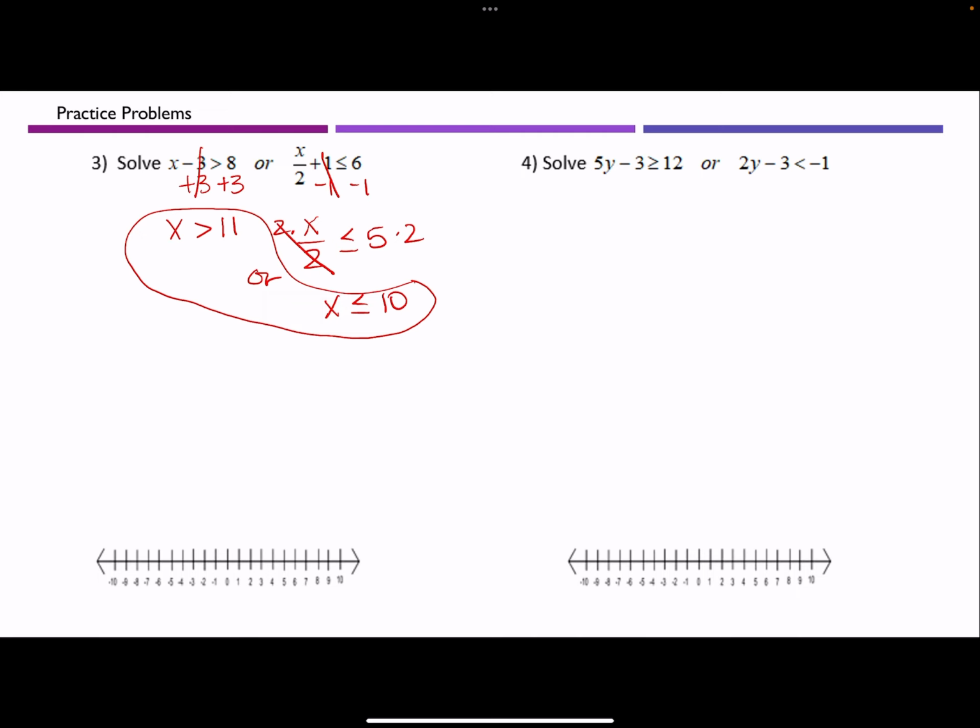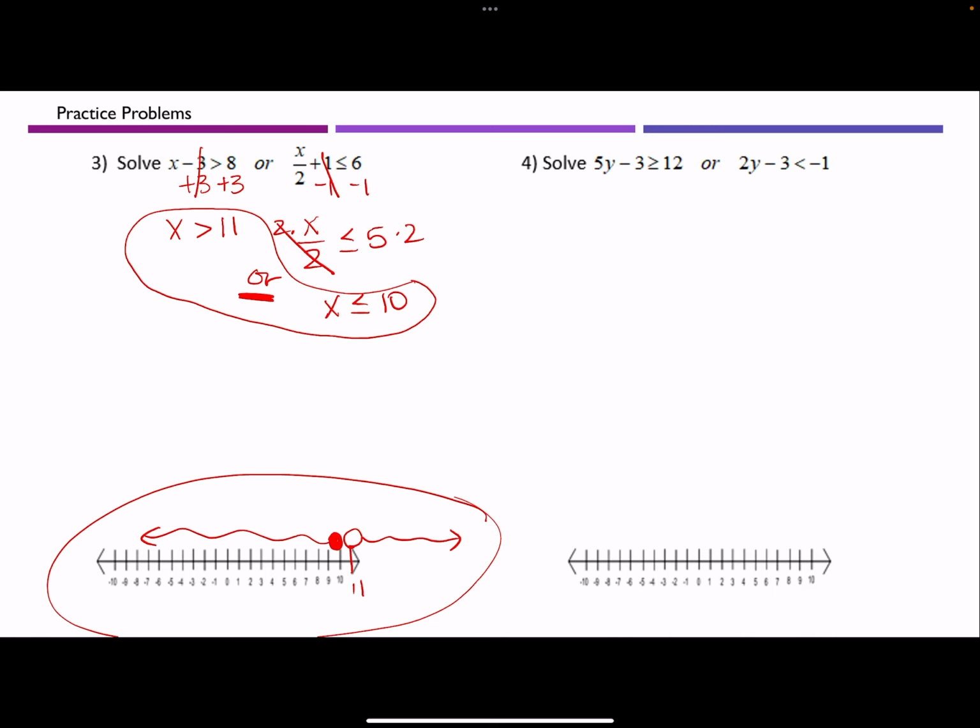If I were to graph this, I'm going to start with x is greater than 11. So here's 11. X is greater than 11, goes this way. X is less than or equal to 10 starts here, and shades going down this way. Again, or means where one or the other or both are true. So I would leave all of that shaded.